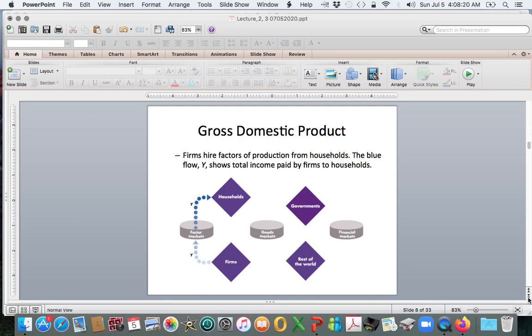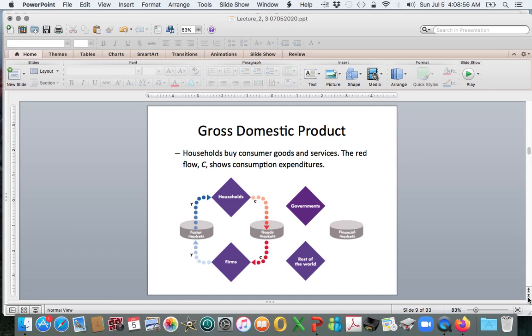Firms, as you're well aware, hire factors of production from households. It can be our labor. And the blue flow that you see in front of you, which represents Y, shows the total income paid by firms to households. On the one hand, this is an expenditure for the firm because it has to pay. On the other hand, it is an income for the household because it earns.